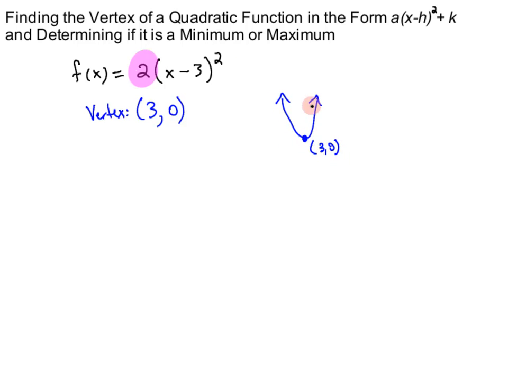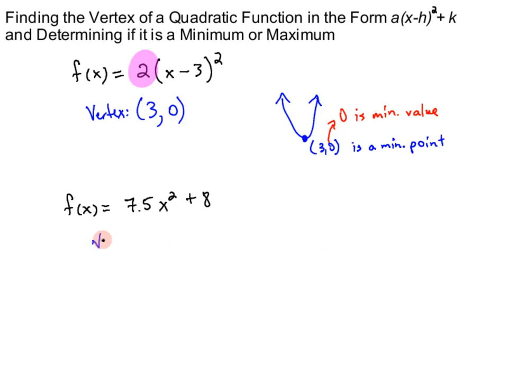Now, since it opens upward, this is a minimum point. And the lowest value that this parabola attains is the 0, the y coordinate. So 0 is the minimum value. Alright, so this one opens upward.